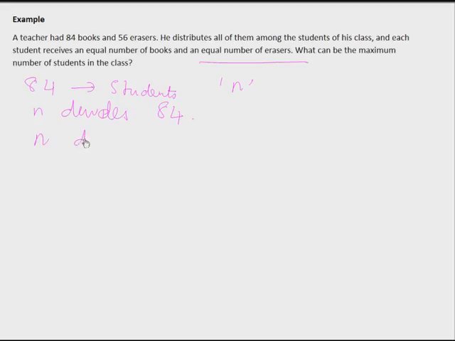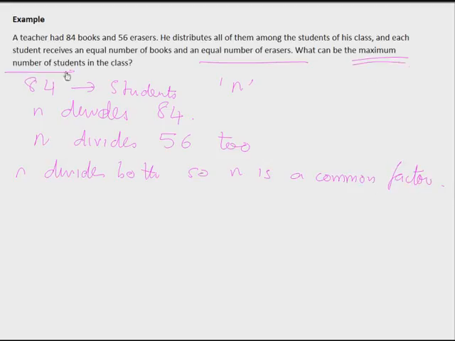So the number of students divides 56 too. So n divides both. So n is a common factor. What can be the maximum number of students? So what can be n for it to be maximum with this property? So n is the HCF. It is the maximum of the common factors, so it must be the highest common factor. So the question is basically asking what is the highest common factor of 84 and 56.